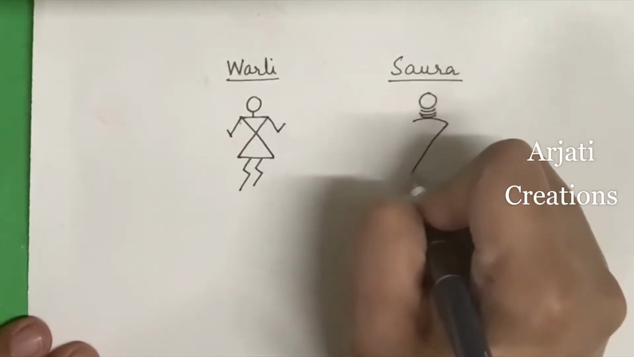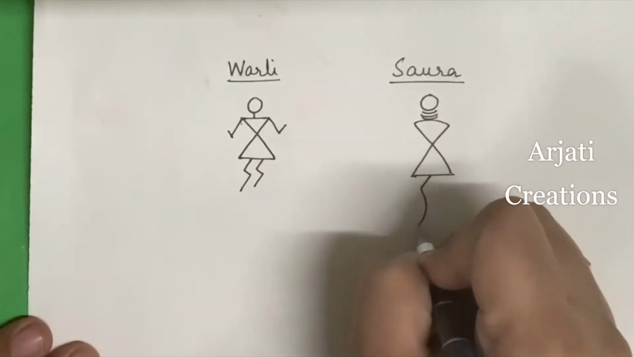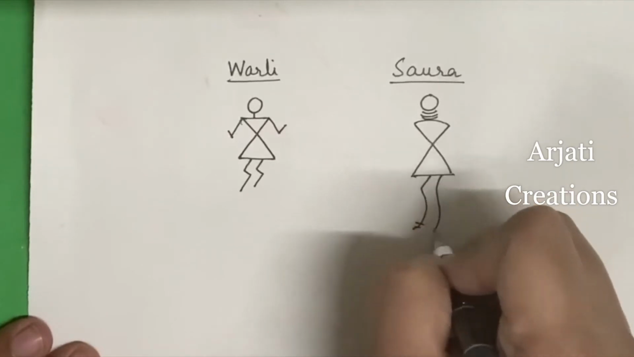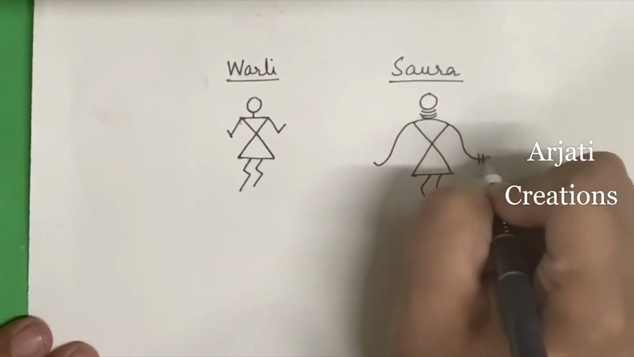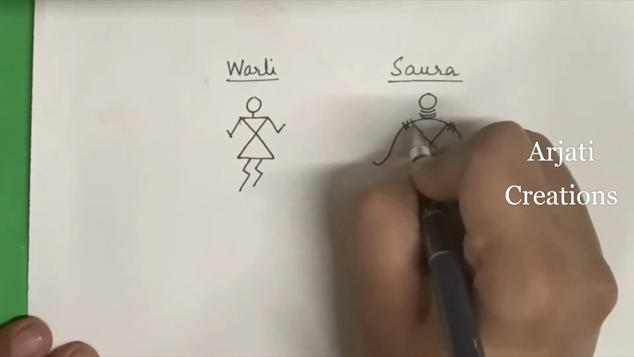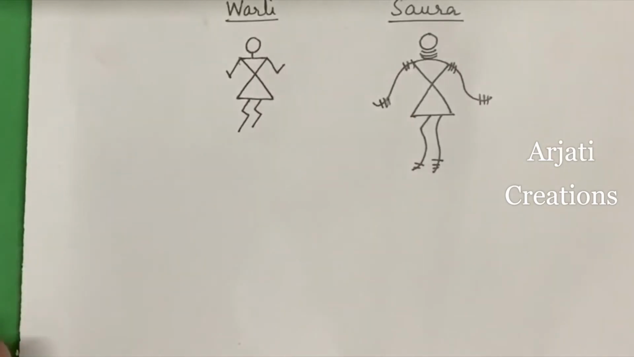See, one, the neck is made longer. Secondly, the feet are generally made longer. And the hands are also made much longer. So the Sora art figures are much more elongated than the Warli art figures.